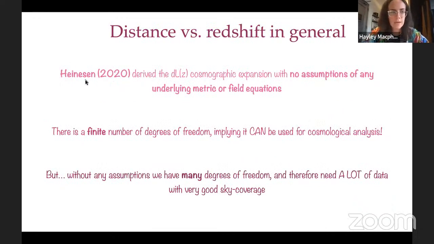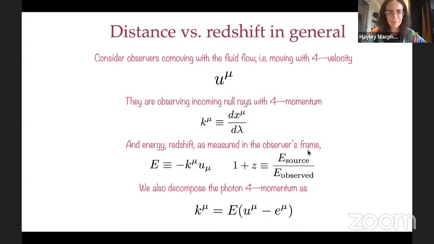And in particular, my collaborator Asta Heinesen derived this luminosity distance cosmographic expansion without making any assumption of an FLRW metric or any kind of underlying metric tensor or any form of the field equations. So this is really the most general cosmographic expansion that you can have. And in this expansion, she found there is a finite number of degrees of freedom, which implies that it can, in theory, be used for cosmological analysis. But of course, when you don't make these simplifying assumptions, you have a lot of independent degrees of freedom. There are 61 to be precise. And so to constrain all of these, you need a lot of data with very, very good sky coverage, which we don't currently have.